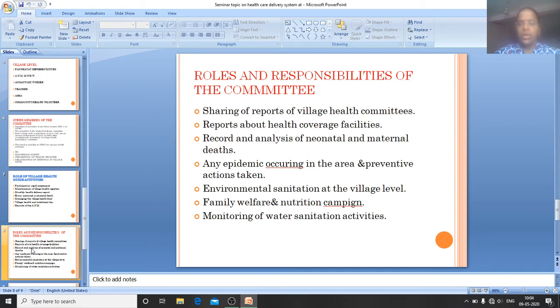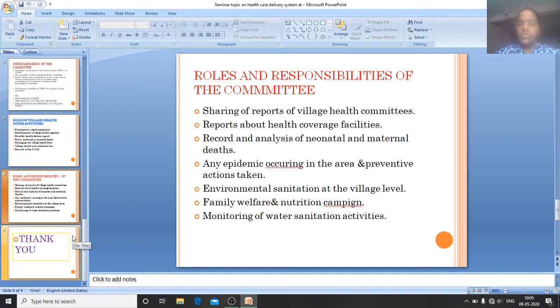Monitoring of water sanitation services. Sanitation services must be included. What is the reason for this monitoring? Through water, contaminated water and communicable diseases occur. So hydrochlorinating the water and monitoring all these water sanitation activities can be supervised by the village health guide. So these are the activities to be done by the village health guide, the trained birth attendant, and the health activist, that is the ASHA and ICDS worker.